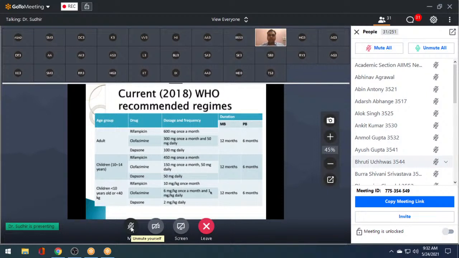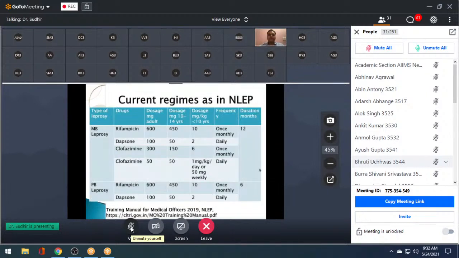instead of daily dosing. So coming to current regimens in NLEP, the National Leprosy Eradication Programme. As I have told you, we are still practicing the 2 drug and 3 drug regimens. So for multibacillary leprosy, we have to give rifampicin, the dose is the same. Only the 2 drug and 3 drug regimens are different.